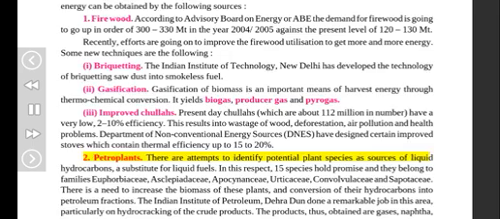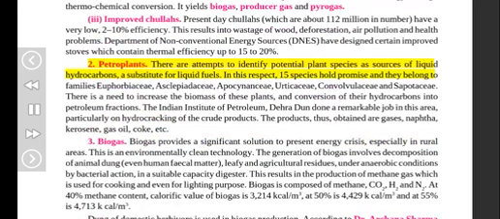2. Petroplants. There are attempts to identify potential plant species as sources of liquid hydrocarbons, a substitute for liquid fuels. In this respect, 15 species hold promise and they belong to families Euphorbiaceae, Asclepiadaceae, Apocynaceae, Urticaceae, Convolvulaceae and Sapotaceae. There is a need to increase the biomass of these plants, and conversion of their hydrocarbons into petroleum fractions. The Indian Institute of Petroleum, Dehradun, has done a remarkable job in this area, particularly on hydrocracking of the crude products. The products thus obtained are gases, naphtha, kerosene, gas oil, coke, etc.